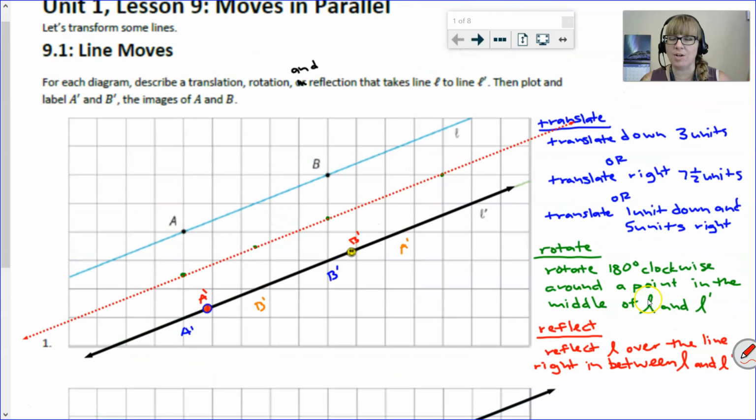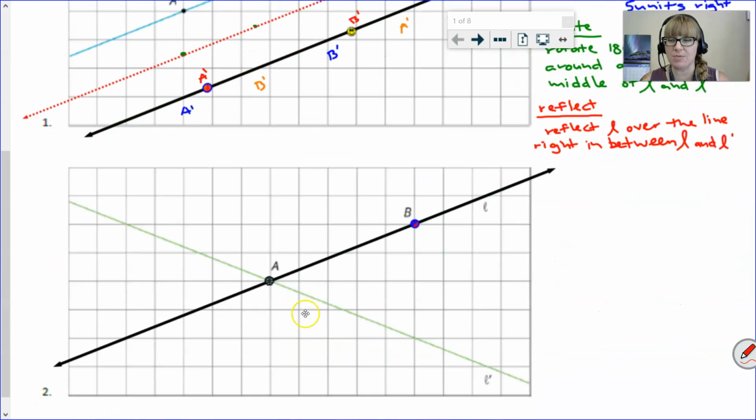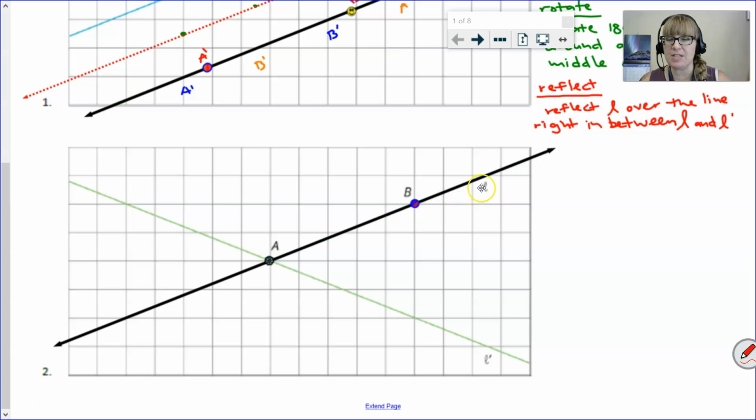All right, now we're going to do the same thing for the second diagram. So here is the second diagram. Here is L. This time I want you to find out, can we do a translation that will take L to L prime? Can you name a rotation that will take L to L prime? And can you also write a reflection that will take L to L prime? So just like before, pause the video, experiment with your tracing paper. Can you translate it? Can you rotate it? Can you reflect it? If so, make sure you're describing that. Pause the video now.